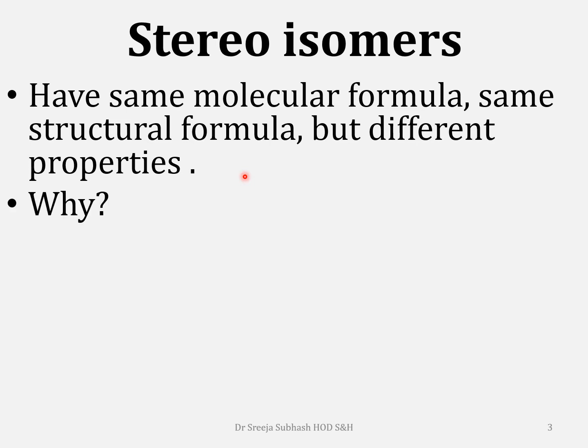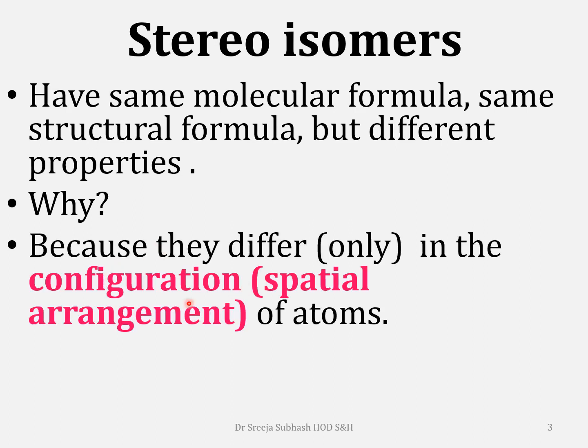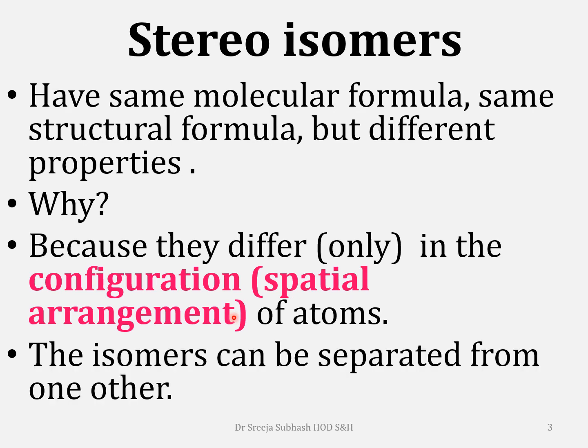How is it possible? Why? Because these isomers differ in their configuration. What do you mean by configuration? That is the spatial arrangement: how the atoms and the bonds are arranged in space. When you consider a three-dimensional picture of the molecule, both these isomers will differ. And such isomers are called stereoisomers.